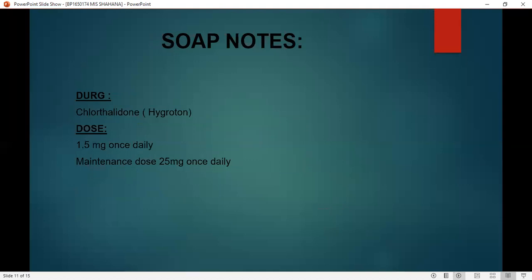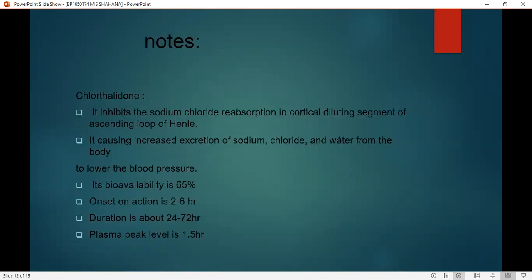Drug: we are prescribing chlorthalidone, Hygroton. Dose is 1.5 mg once daily, and maintenance dose would be 25 mg once daily. Chlorthalidone inhibits the sodium chloride reabsorption in the cortical diluting segment of the ascending limb of Henle. It causes increased excretion of sodium chloride and water from the body. In this way, it lowers the blood pressure and reduces the fluid in the body.